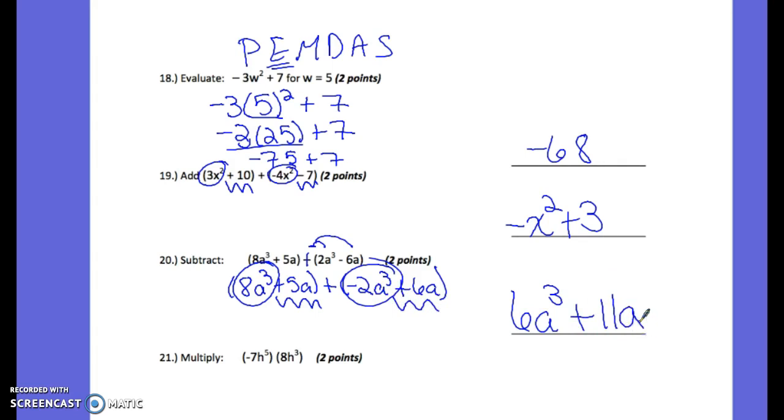Now when you're multiplying, these are both monomials, so you just multiply your numbers. Remember, you can regroup it to negative 7 times 8, and then h to the 5th times h cubed. Negative 7 times 8 is negative 56. And then when you multiply your h's, you get h to the 8 because you add your exponents for those.